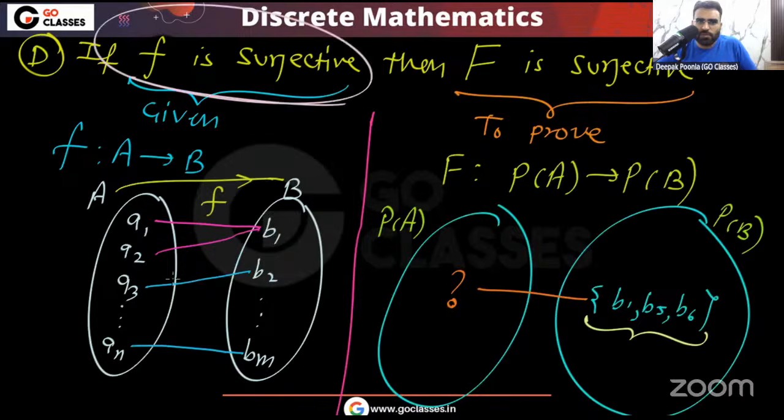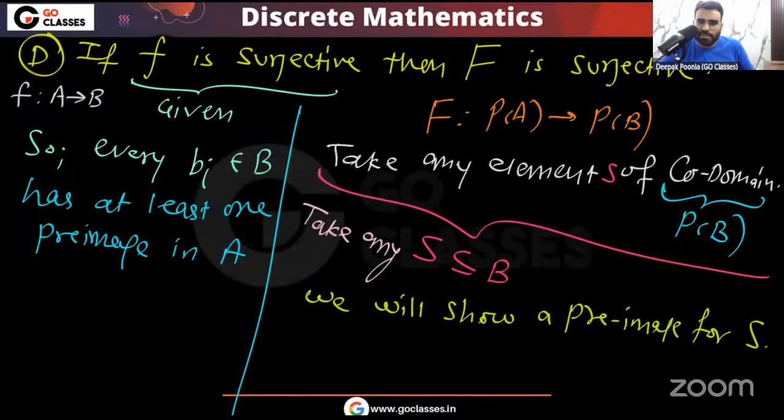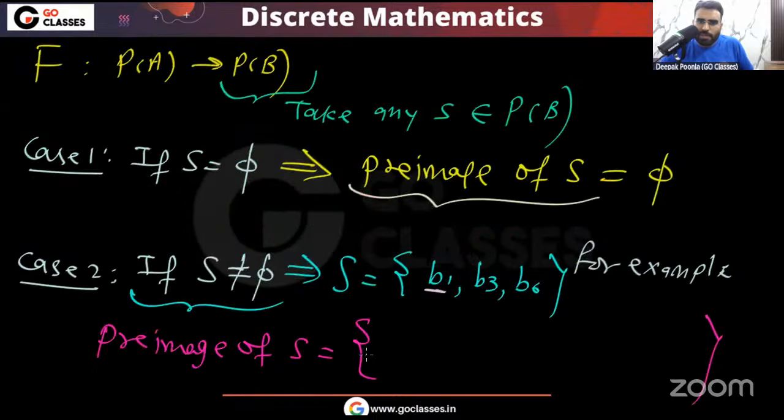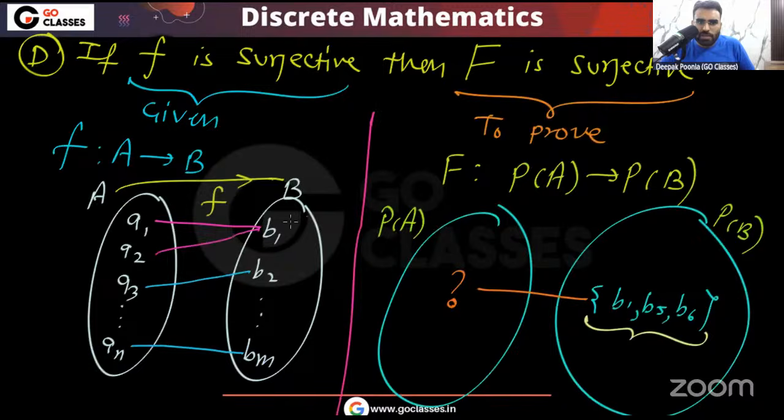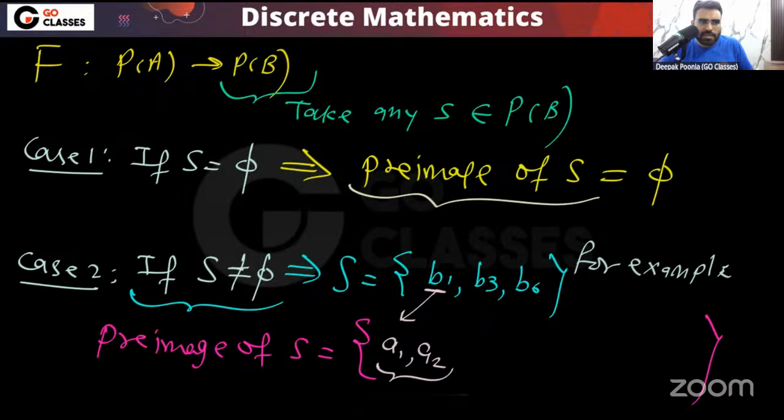Small f was surjective, so I can say every element of capital B, every Bi, has at least one pre-image. So definitely B1 has at least one pre-image. In this diagram, you can notice that B1 has pre-images A1, A2. So you just put the pre-images of B1. These are A1, A2. Let me write here that these are the pre-images of B1.